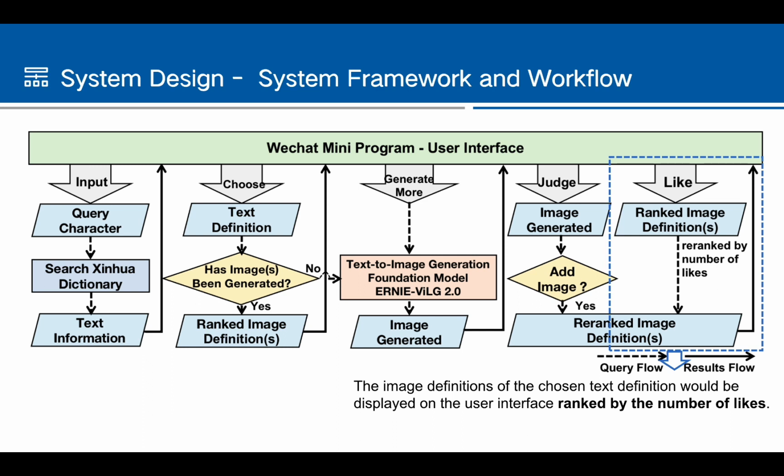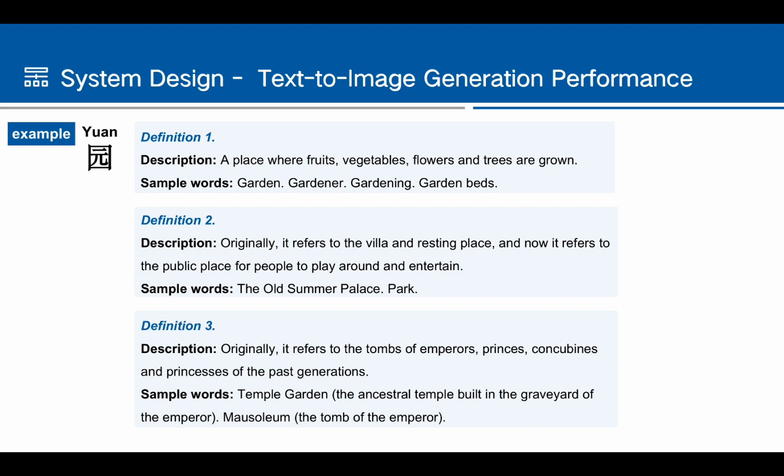At last, learners are encouraged to develop ideas towards the image definitions by voting like for the most suitable one. The number of likes would be counted and saved as a key feature of the generated image in the cloud database. The image definitions of the chosen text definition would be displayed on the user interface, ranked by the number of likes. We demonstrate the text-to-image generation performance with an example of Chinese character Yuan that has 3 definitions.